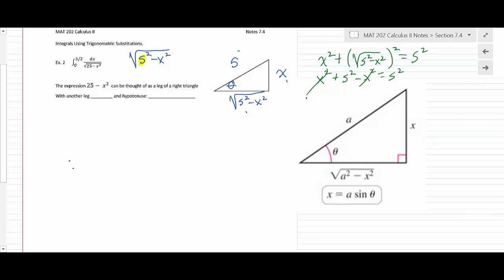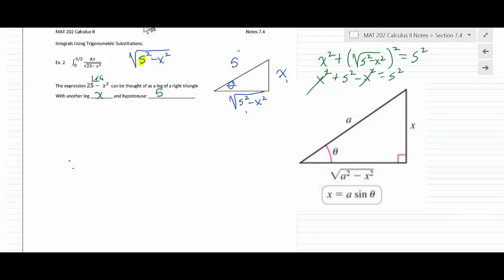Okay, so all I'm doing is these ratios right here, a, x, and the square root of a squared minus x squared, those are coming from the Pythagorean Theorem. So that's how you set that up. Just follow that diagram as you're doing this. So when you look at this expression, the hypotenuse is 5, the other leg is x. Okay, so that's a leg, and then that's right there.